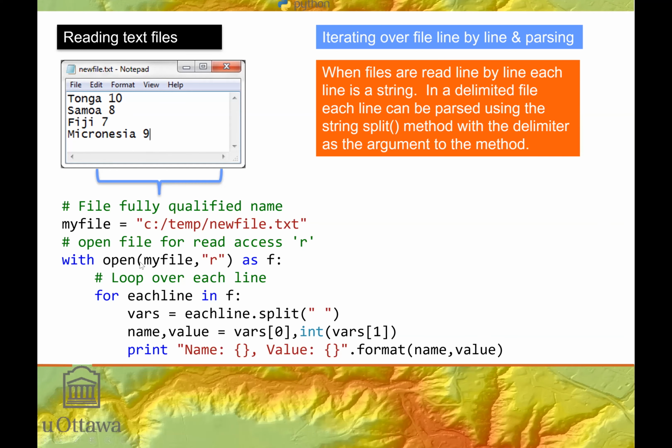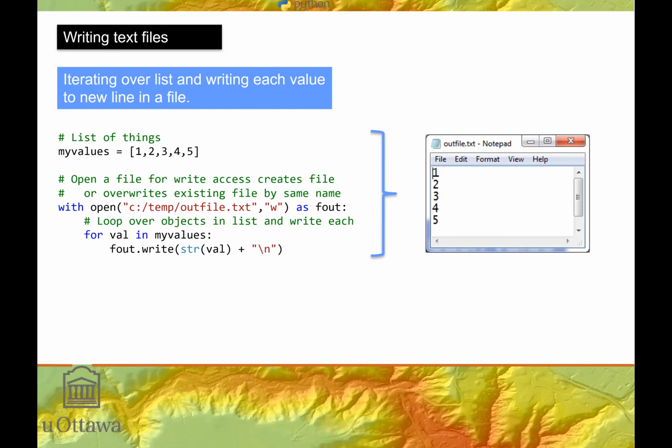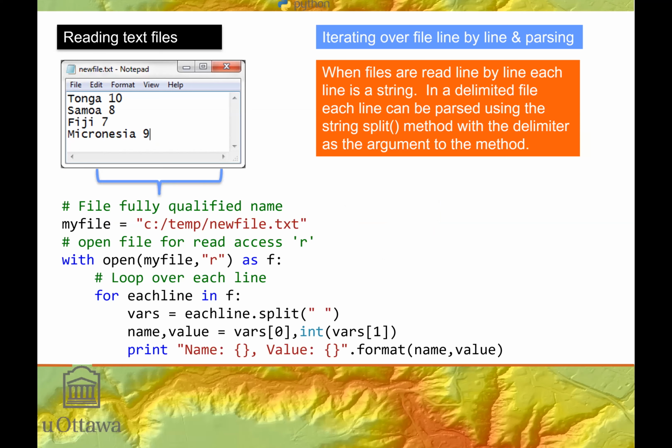Now here in this example, we have our path to the file. We open it for reading as F. And then for each line, we split each line. So I say each line.split, like so, at the space. So that creates a list with 2 items that's stored in vars here.